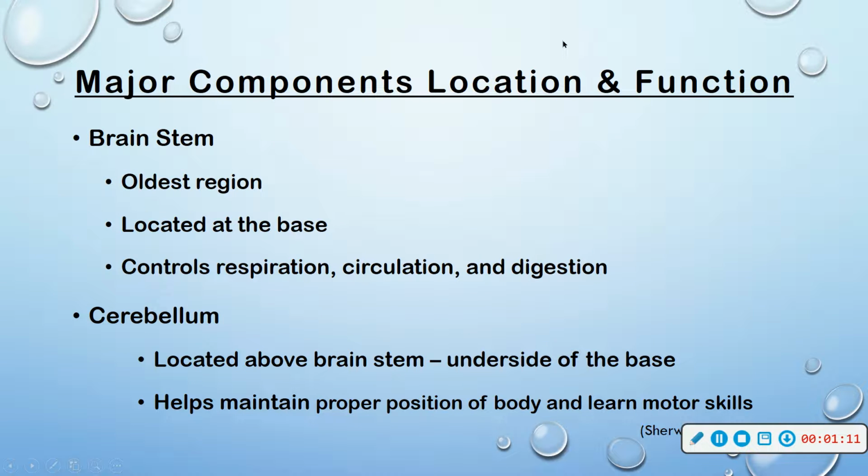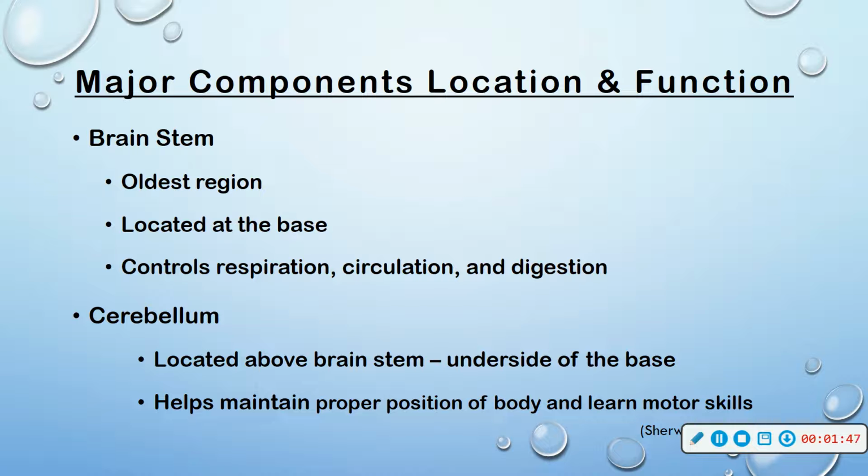I'm going to start with the brainstem. The brainstem is the oldest region in evolutionary terms. For humans, before our brains were developed into the higher or more complex parts, there was the brainstem. So it is the oldest region that we know of. It's found at the base of the brain, and it's the control center for the cardiovascular, circulatory, respiration, and digestive systems.